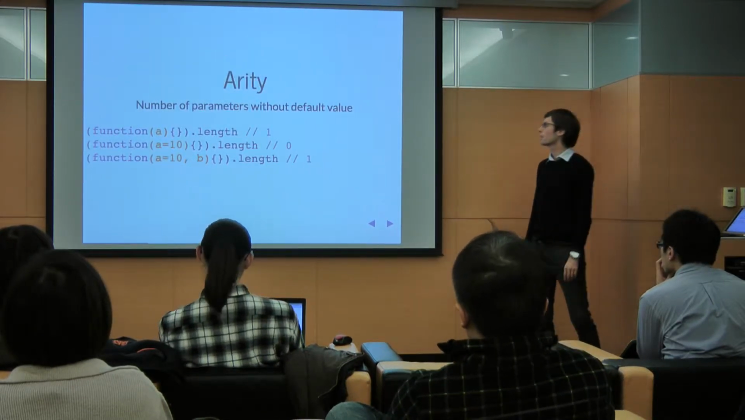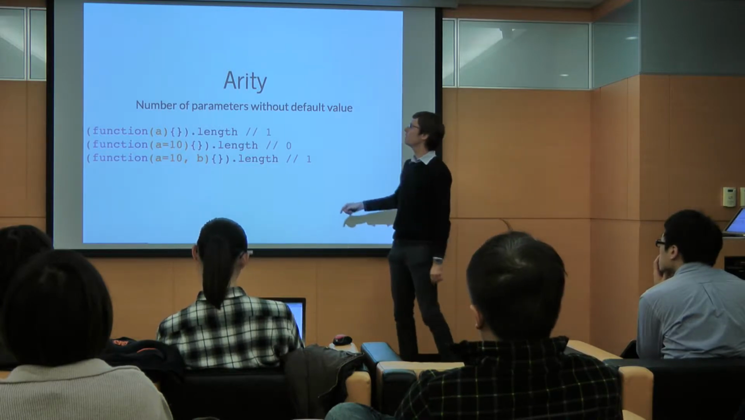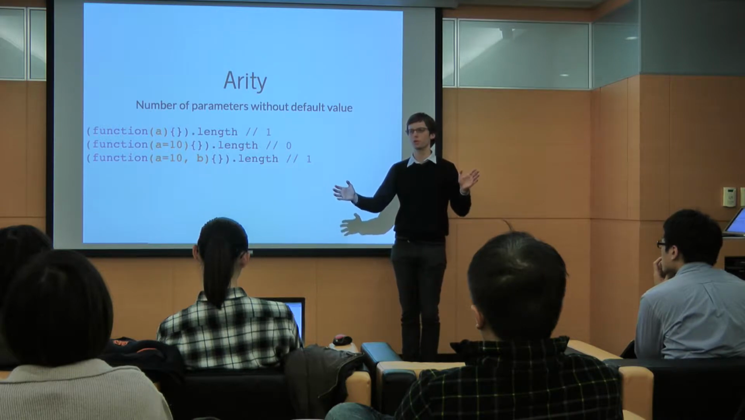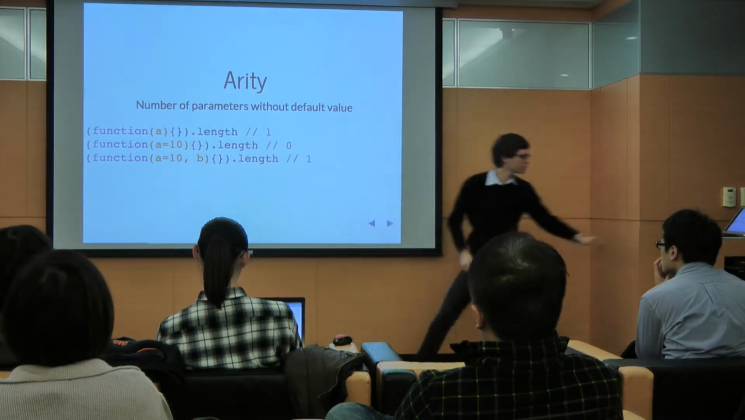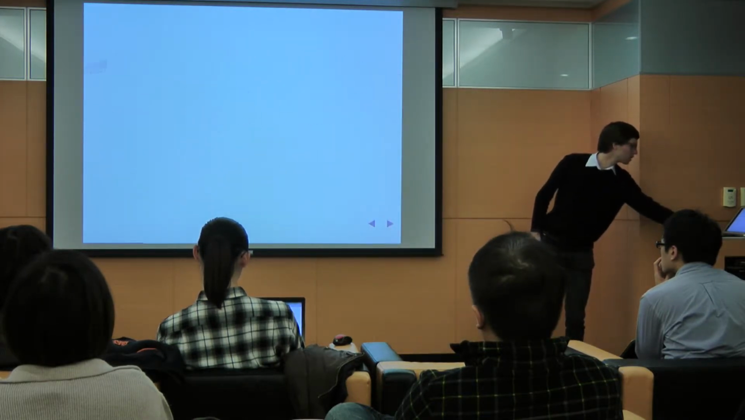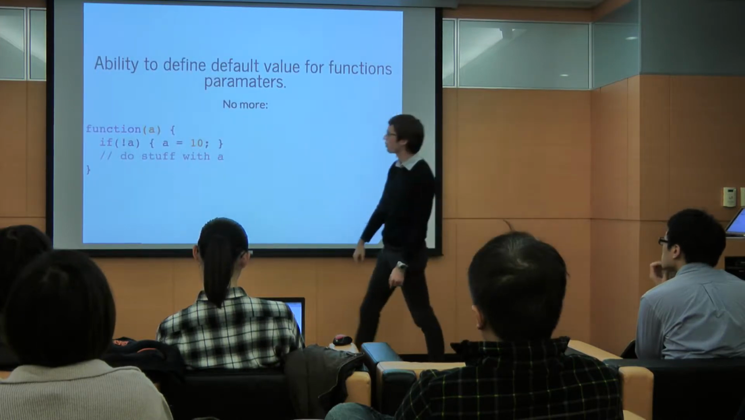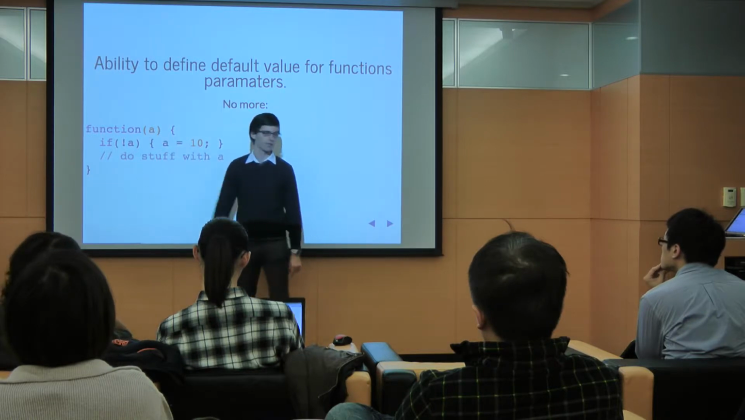About the arity. The arity of a function is the number of parameters this function takes. So, for example, let's say I have this one. The arity of this function is 1 because it takes one parameter, basically just one thing here.